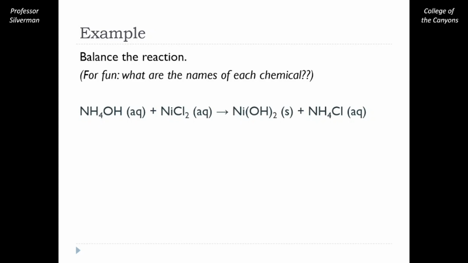This is a nice example that has polyatomic ions. We have some NH4+ that is remaining as NH4+. We have ammonium that is not being broken apart, it's just being moved around. Likewise, we have hydroxide that is not being disrupted, it's only moving, changing what it's bonded to, but it's still existing as those hydroxides. Then we have our nickels and we have our chlorine. We have our pieces identified. Now we can tally them up and try to balance.